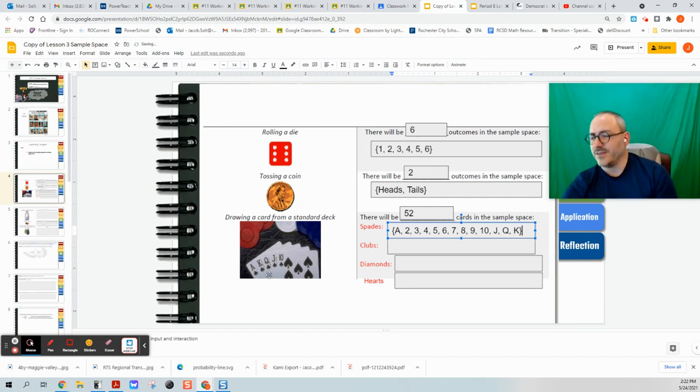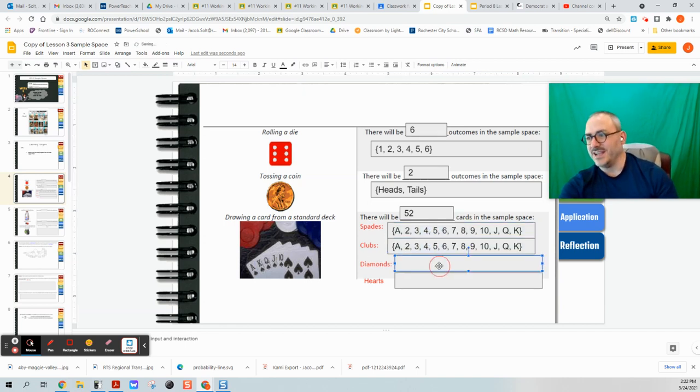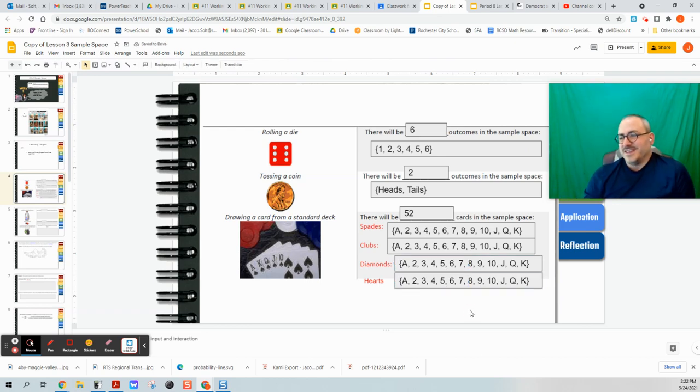All right, and then they're going to ask, what's the sample space of the clubs? Well, if you know anything about cards, you know that that's going to be the same, right? Each suit has the same cards in it. There are 4 suits: spades, clubs, diamonds, and hearts. You just copy and paste these in here. This is the sample space for each suit. Pause the video if you need this.